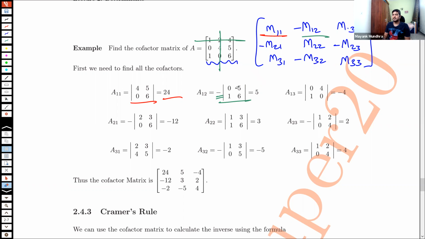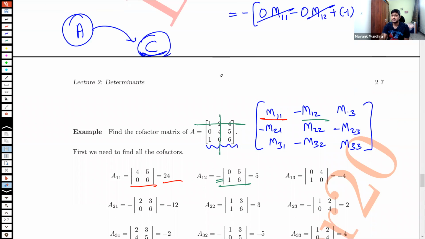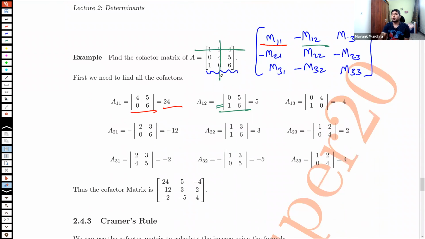So that's how you find the cofactor matrix of a matrix. And simply A13, to find A13, I will look at row 1, column 3, eliminate it. I get 0, 4, 1, 0, and the determinant is minus 4. Okay. So that's how you proceed and you get this cofactor. Once you have all these values, you get your cofactor matrix.